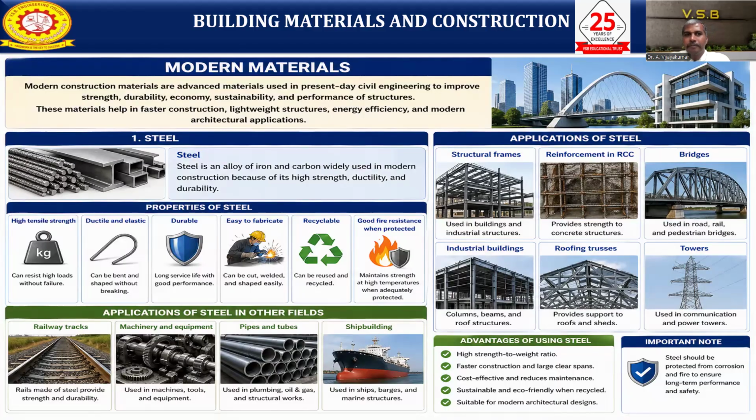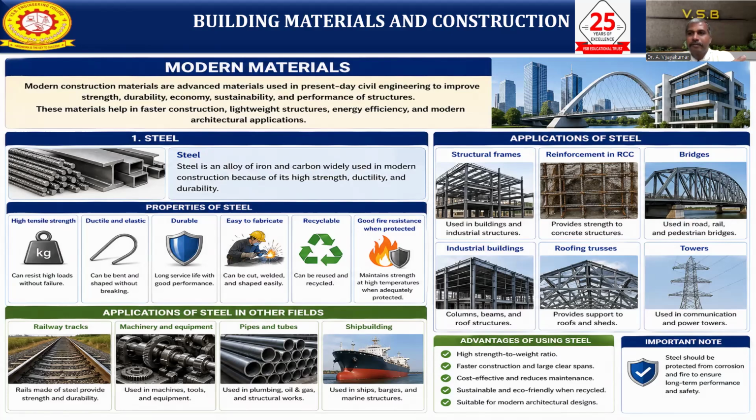So, what are modern materials? We should first know the difference between traditional materials and modern materials. Modern construction materials are advanced materials used at present in civil engineering to improve the strength, durability, economy, sustainability, and performance of the structure.